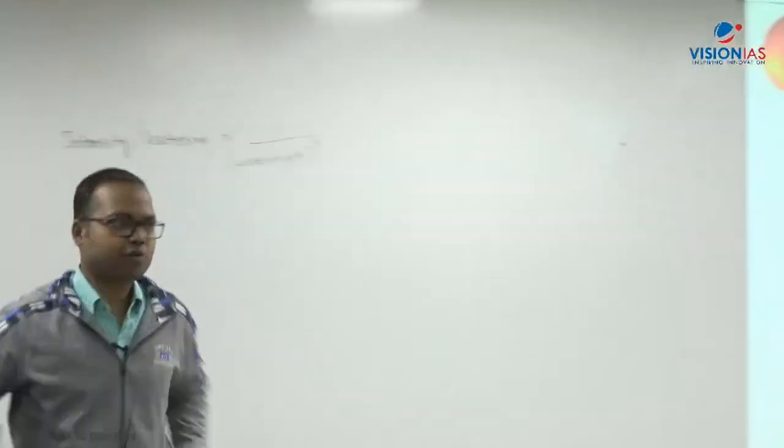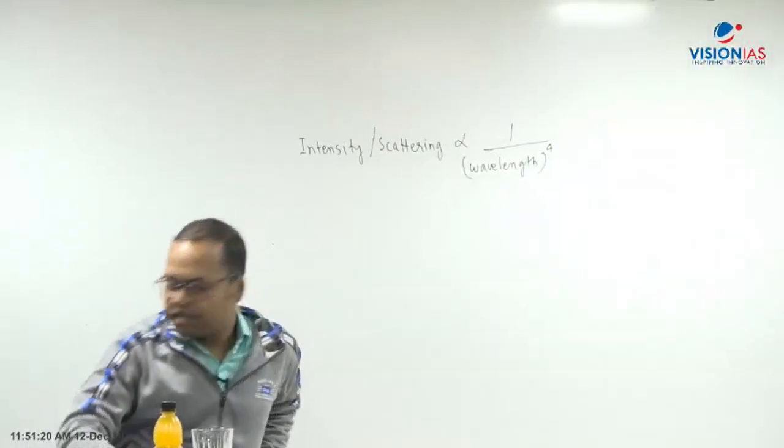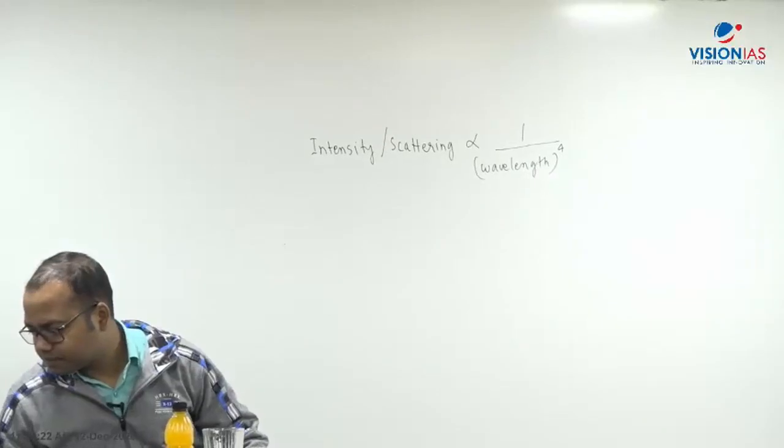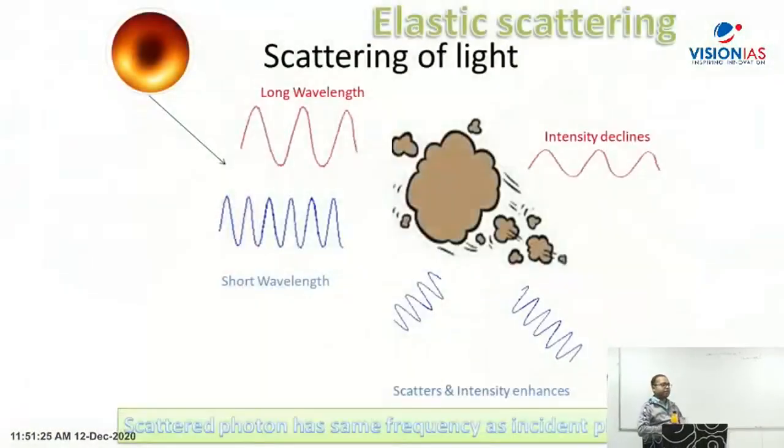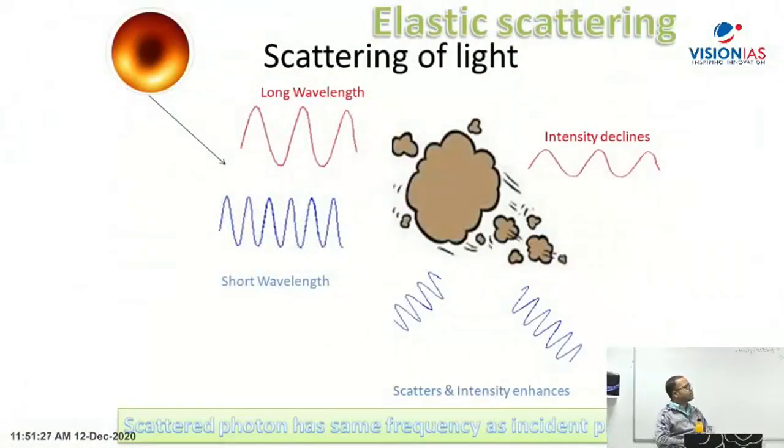Okay, I will make you write, don't worry. That is why it is known as, see the PPT, elastic scattering. Why elastic scattering? Because the scattered and incident photon share the same frequency. Meaning red was coming in and red came out, blue was coming in and blue came out. Okay, so this is your Rayleigh scattering.